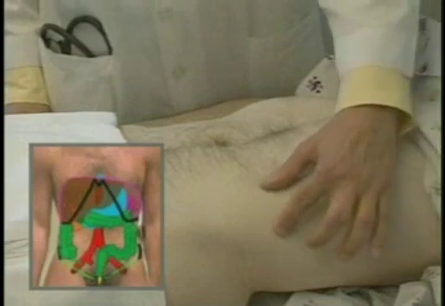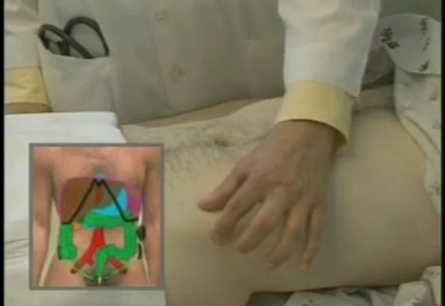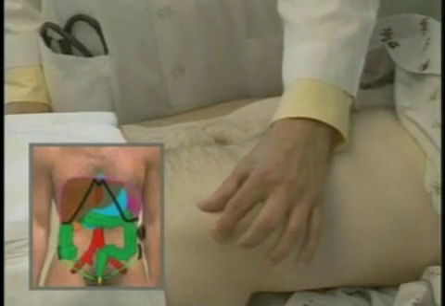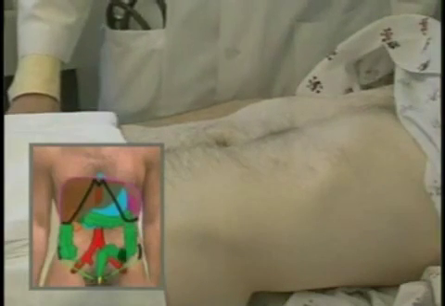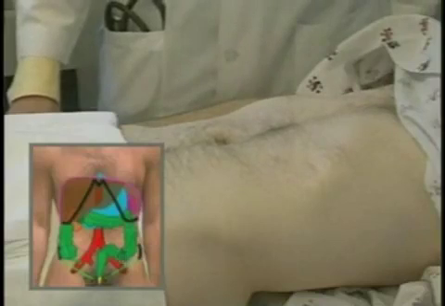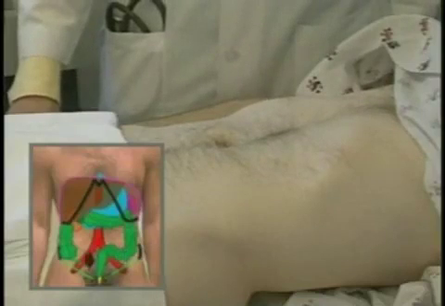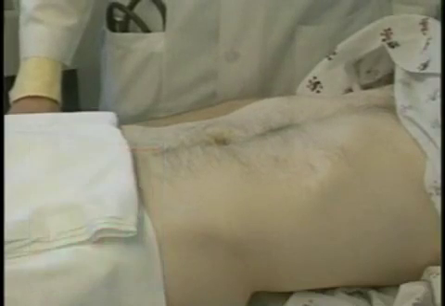Then we have the descending colon, which comes down from the left upper quadrant to the left lower quadrant. At the brim of the pelvis, the descending colon turns into the sigmoid colon, which then changes to rectum and finally anus. Now we're ready to examine the abdomen.